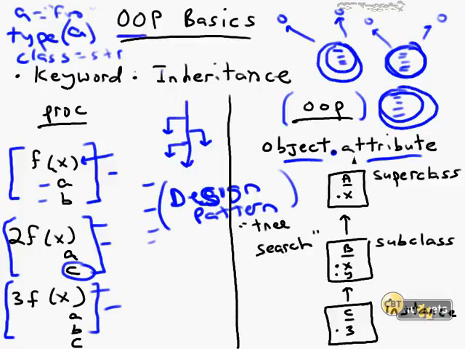So we use this dot syntax, as previously discussed, to access the attributes of an object.